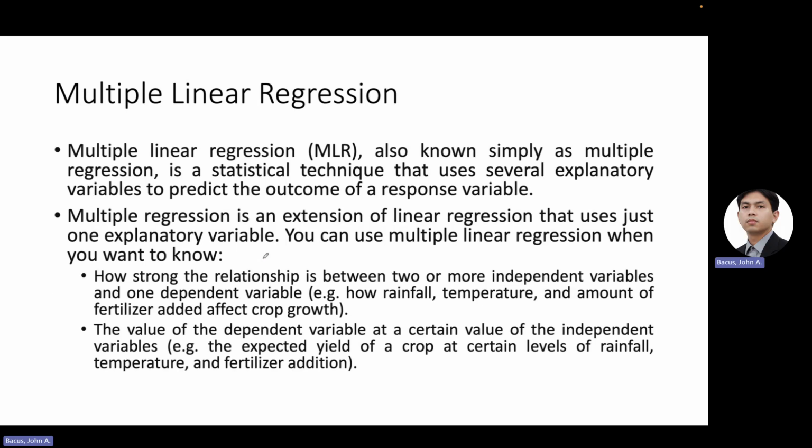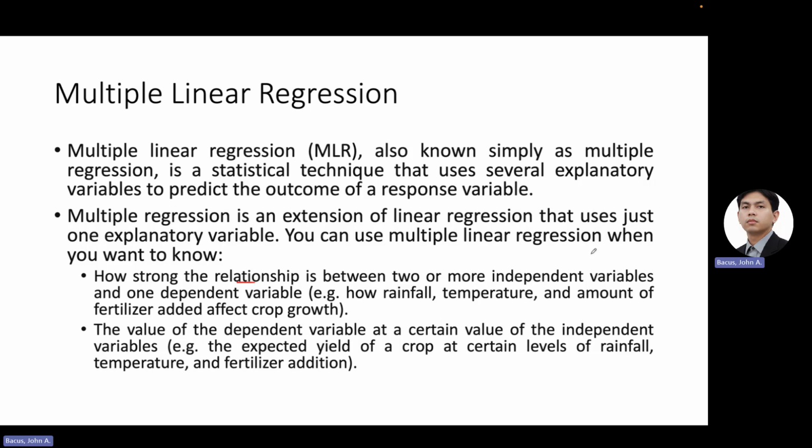So multiple linear regression is also known simply as multiple regression. It's a statistical technique that uses several explanatory variables to predict the outcome of a response variable. This is an extension of the linear regression that we talked about last time, which uses just one explanatory variable. We can use multiple linear regression to know how strong the relationship is between two or more independent variables and one dependent variable.